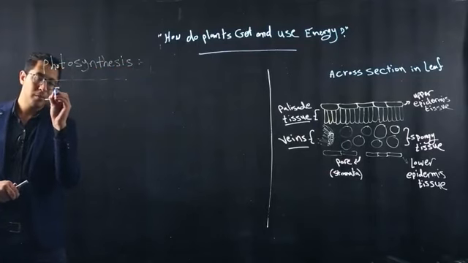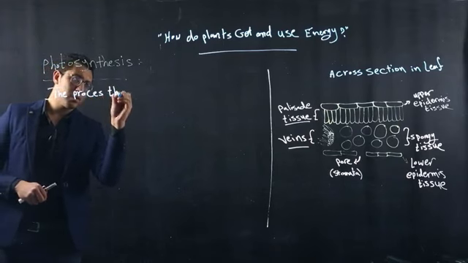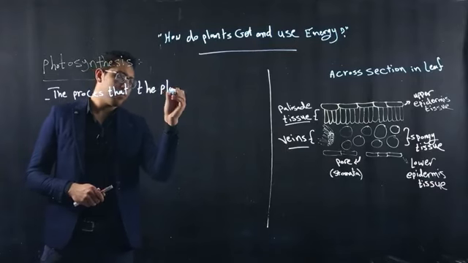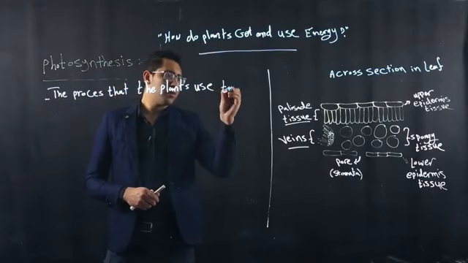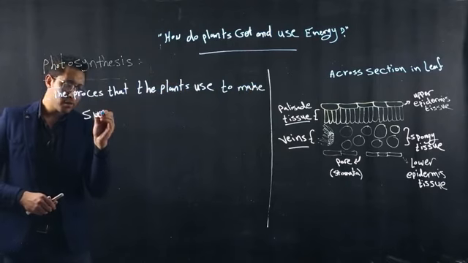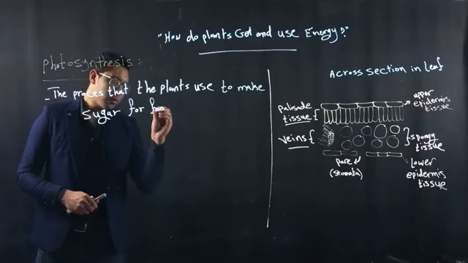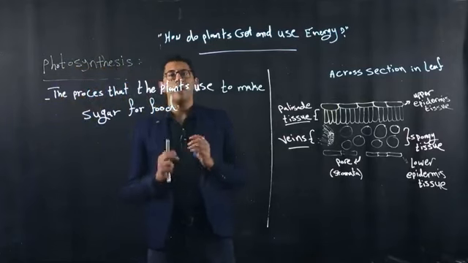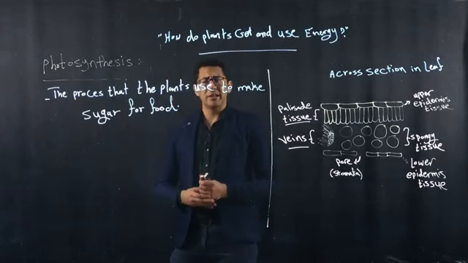The process that the plant uses to make sugar for food, it's called photosynthesis. Sugar is the food for plant. How does the plant make sugar?